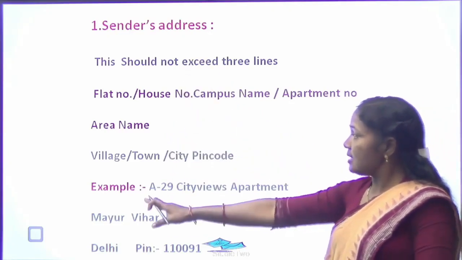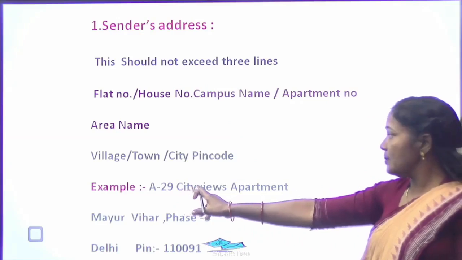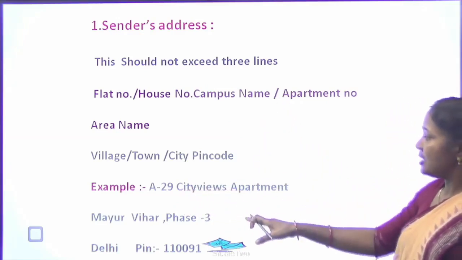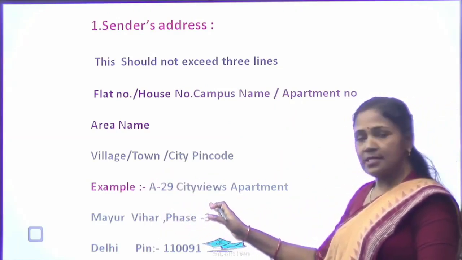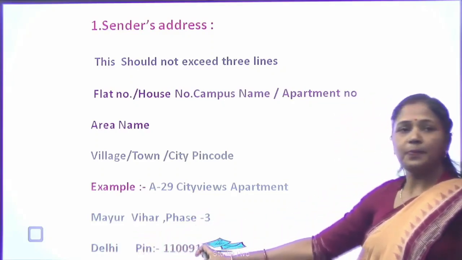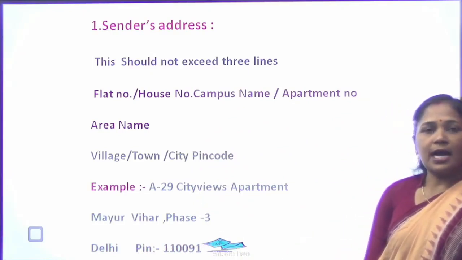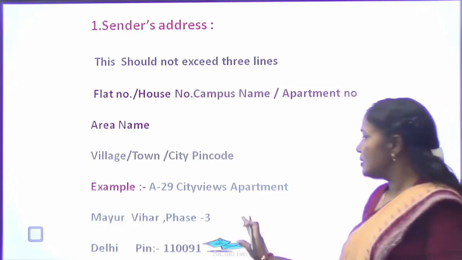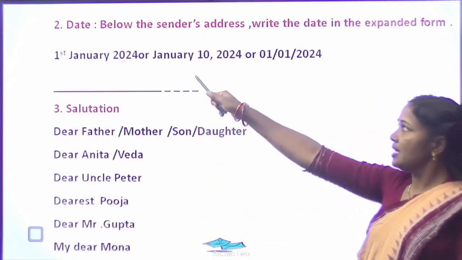This address is clear. Example I have shown you, A29. This is house number. City Views Apartment, in that apartment they are staying. Mayur Vihar, that is one big area. Phase 3, that is a small area. Then it comes under Delhi and pin number. This address you will give properly, so that after getting the letter, that person can write you back without problem. Okay.